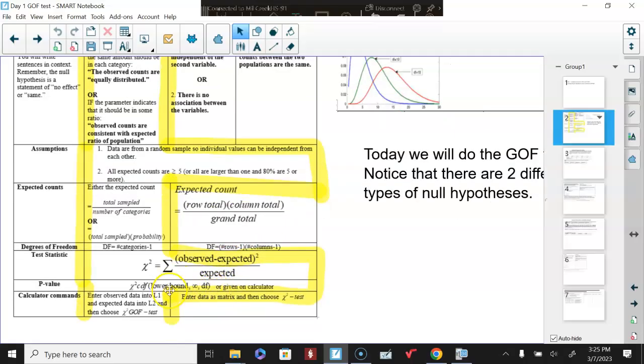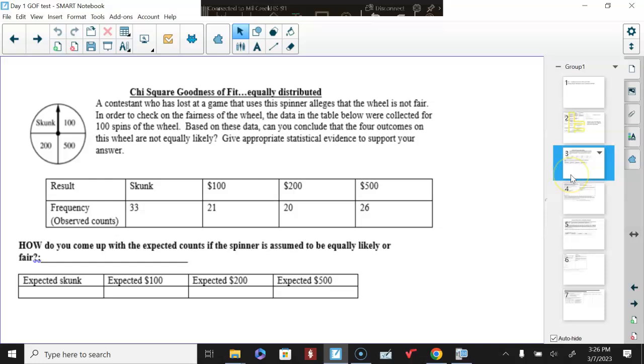And then we're going to find a p-value by either typing our data into list 1, list 2, and choosing chi-square goodness of fit test, or by using the chi-squared CDF command on our calculator. So let's go ahead and get started. If you want to pause the video to read the problem, you can.